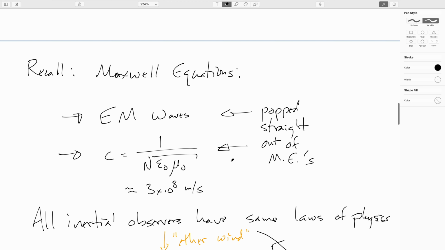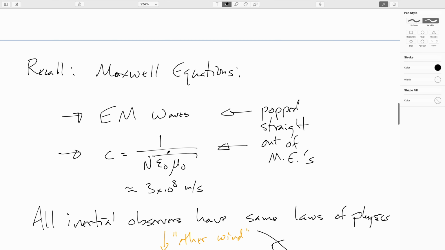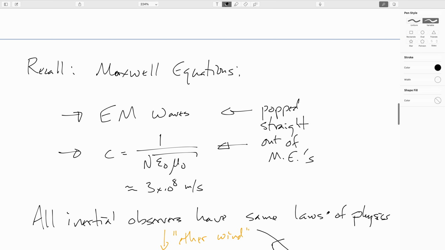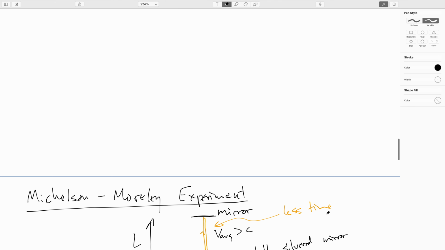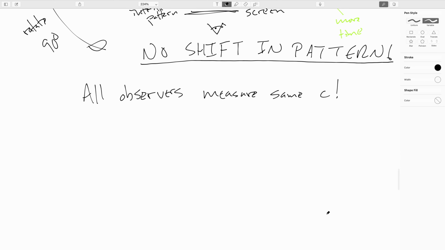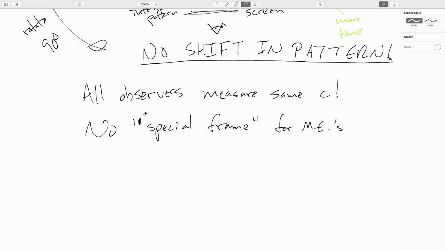So, going back to what we're thinking about with the Maxwell equations, this popped straight out of the Maxwell equations. So we've now concluded that everybody measures that same thing. So this means that there is no special frame for the Maxwell equations. They are a law of physics that's true for everybody.